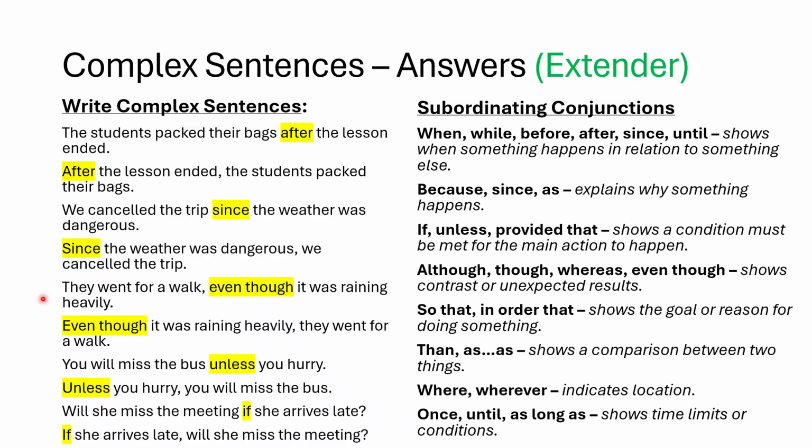3. Independent clause first. They went for a walk, even though it was raining heavily. Dependent clause first. Even though it was raining heavily, they went for a walk. 4. Independent clause first. You will miss the bus unless you hurry. Dependent clause first. Unless you hurry, you will miss the bus.